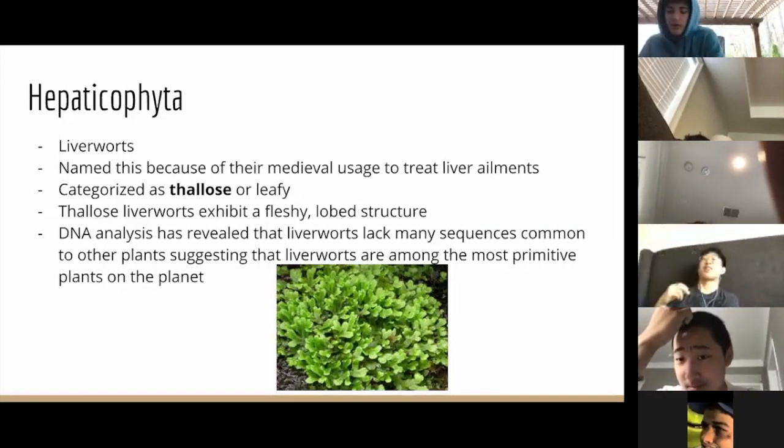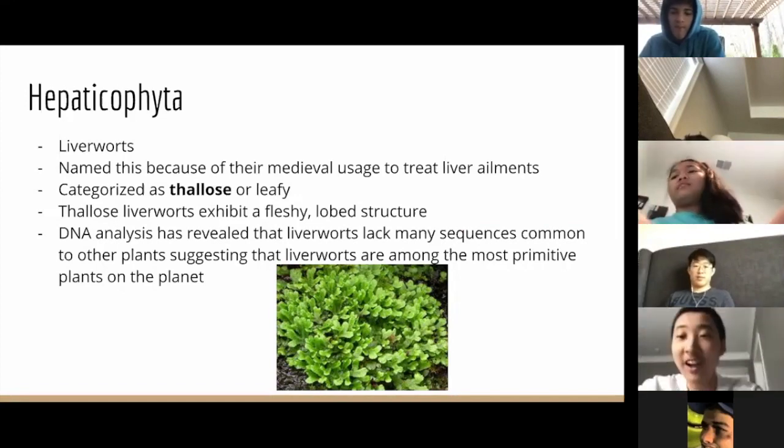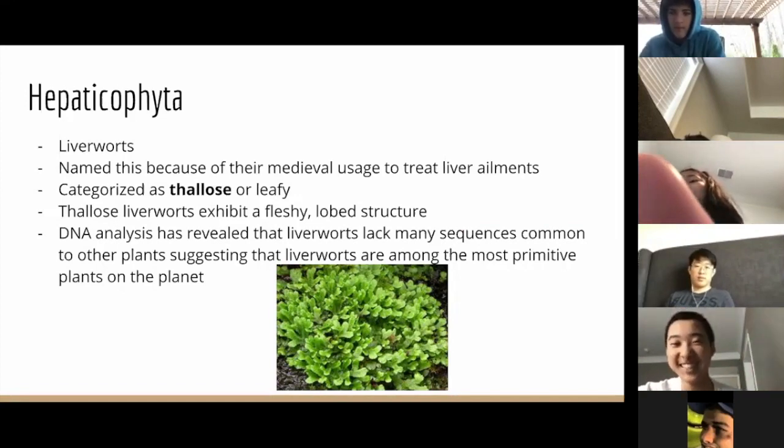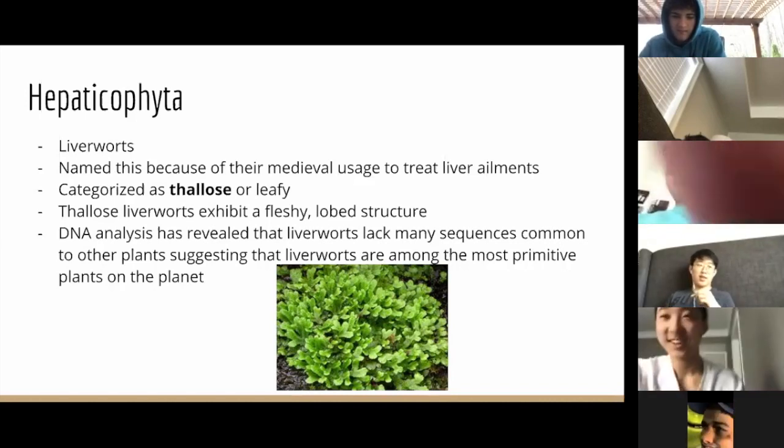Anybody have any questions about biology? No. Are we done? No, I have a question. Are we done? No, we're not done. All right. We have to learn liverworts. Moving on.